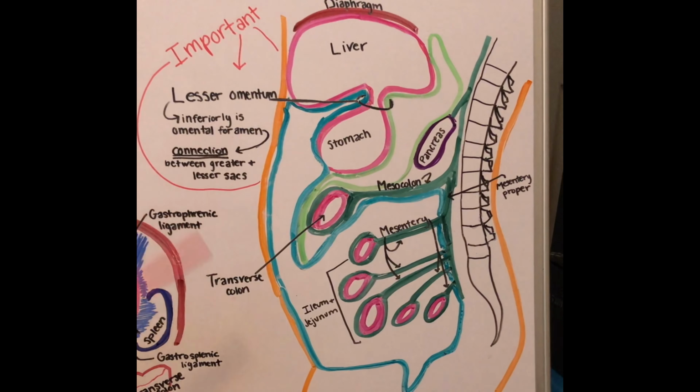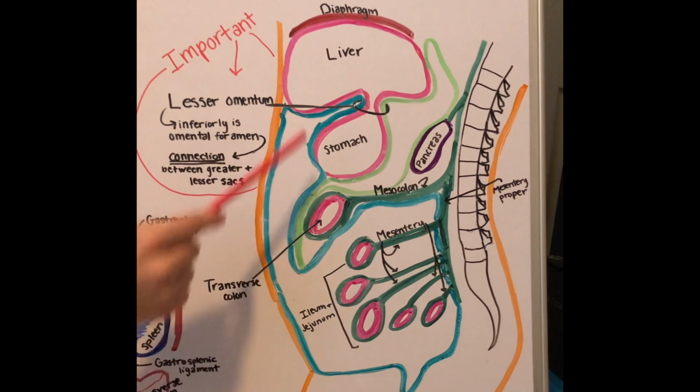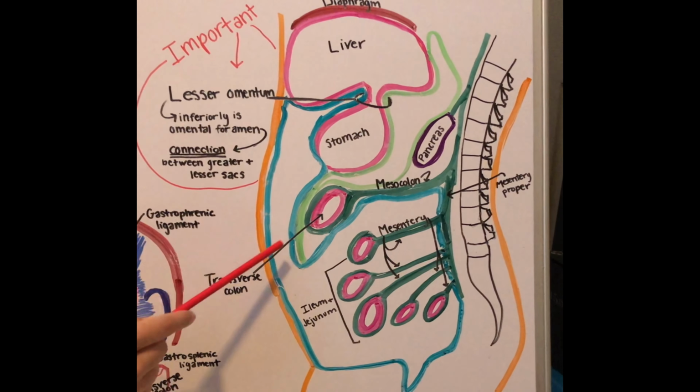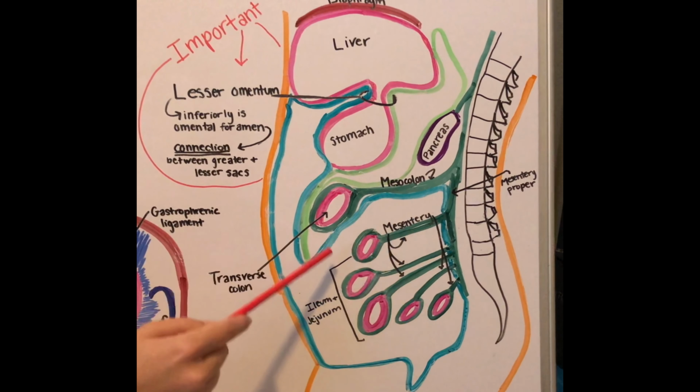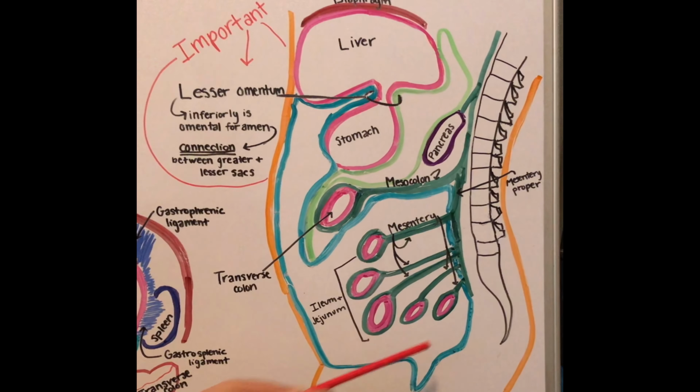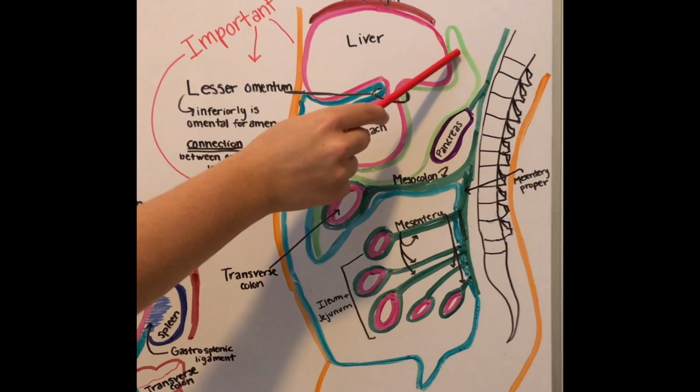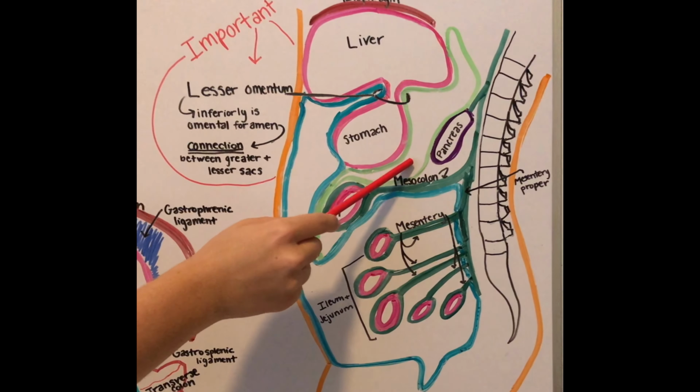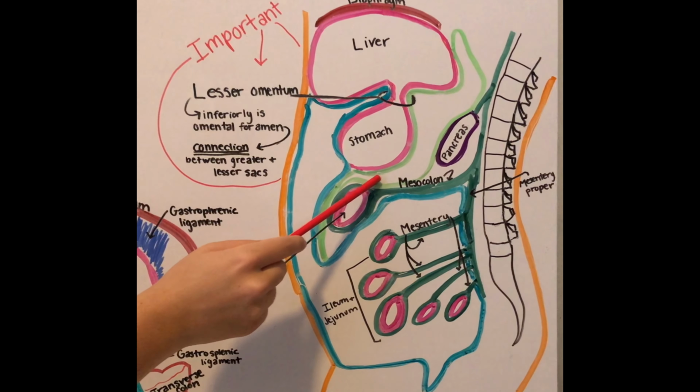The greater sac is the main part of the peritoneal cavity and covers the anterior portions of the liver, stomach, and spleen, as well as the small intestines and descending colon. The lesser sac is posterior to the greater sac. It is posterior to the stomach and anterior to the transverse colon and pancreas.